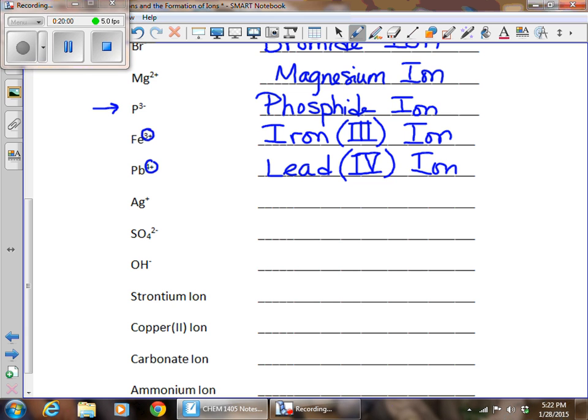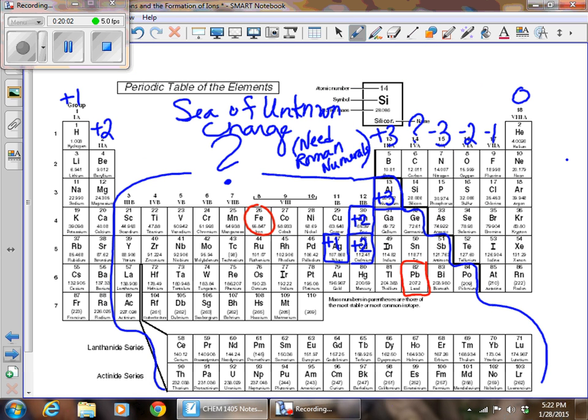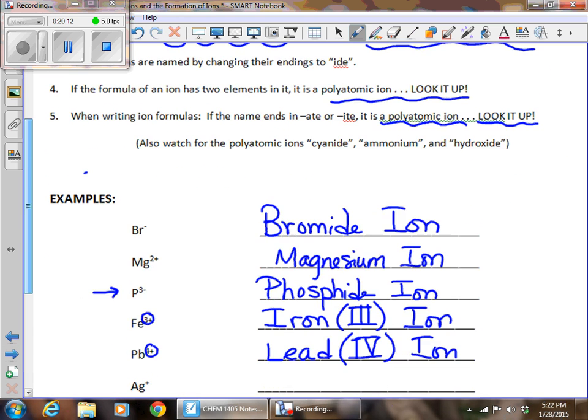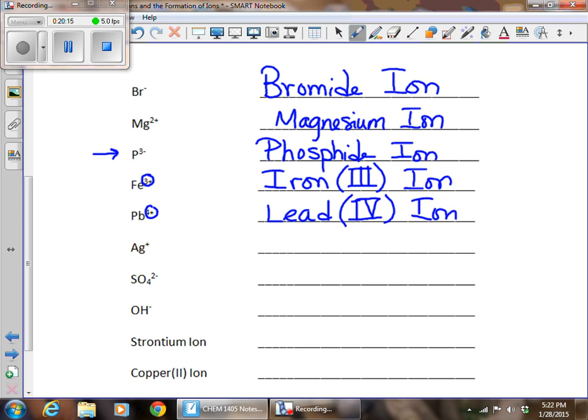And silver, remember silver over here is one of our islands. It's an island of known charge. So those little islands of known charge don't need Roman numerals. So all we have to put for silver back here is simply silver ion. Now we come to these next ones, and if you'll notice the SO42- and the OH-, those have more than one atom in them. So what are those?